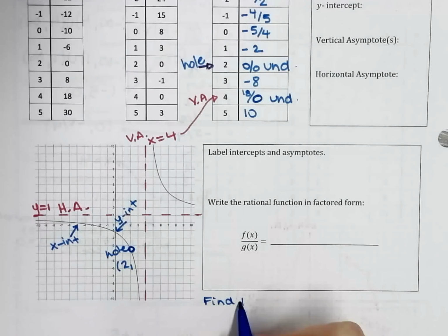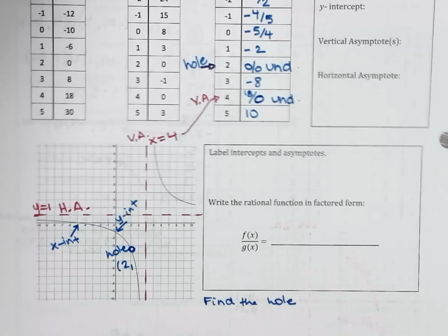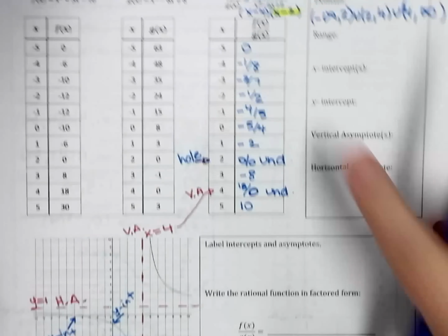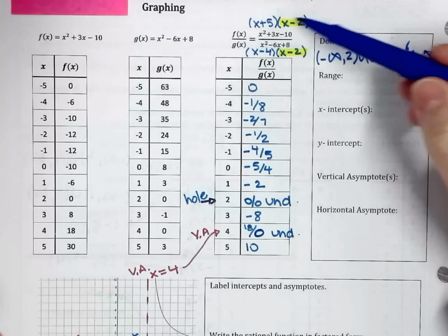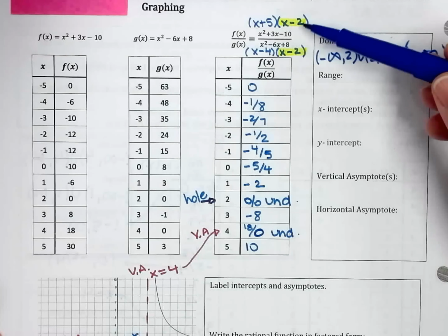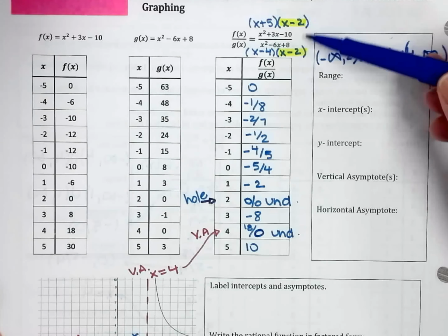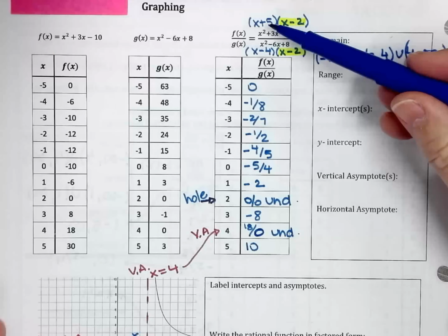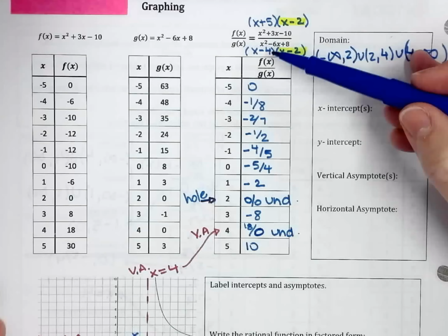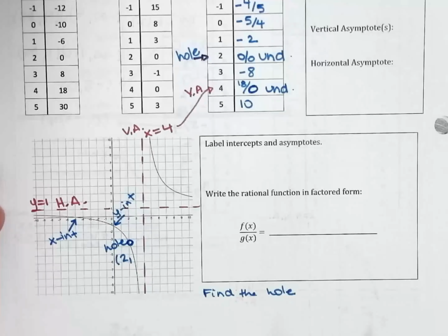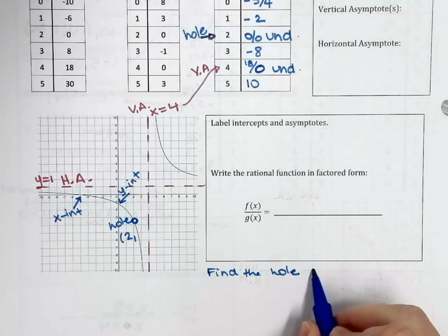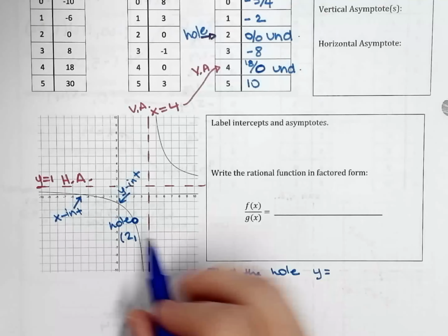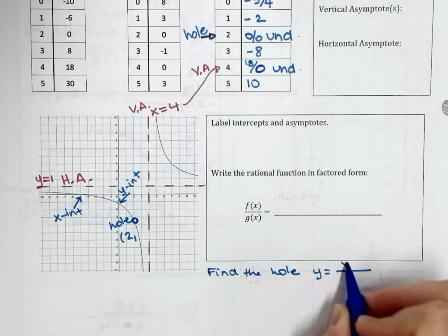So to find the hole, we're going to use what we have left from our function right here. Notice that after I've factored, I can easily simplify the x minus 2 because they simplify down to 1. So now I have just x plus 5 over x minus 4 right there. And that's what I'm going to use to find the y value that belongs to that point right there on the graph, where there's a hole.